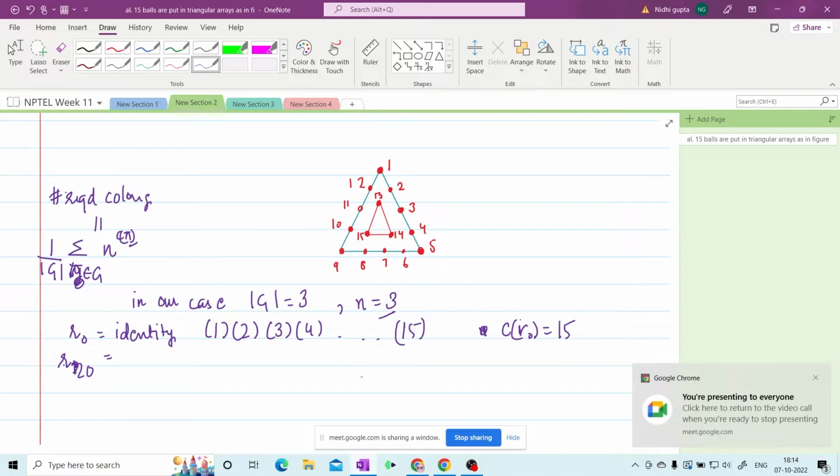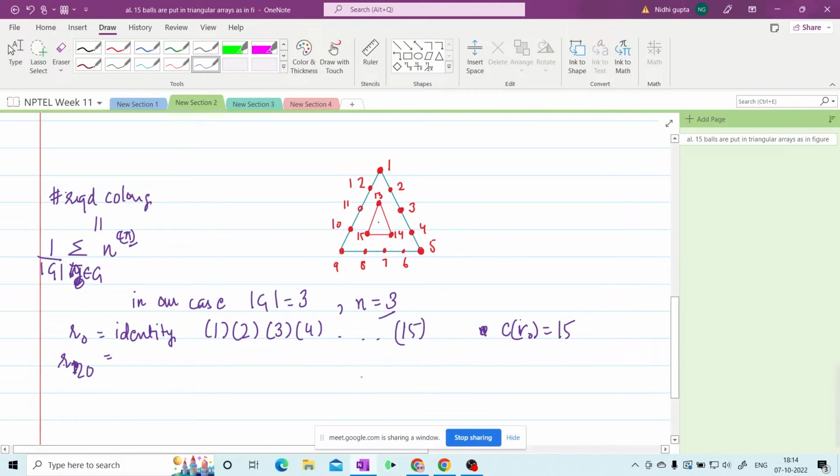So we are rotating by 120 degrees. We see that if we rotate by 120 degrees, 1 will go to 5. So we are rotating this figure by 120 degrees, and we'll see that 1 will go to 5, 5 will go to 9, and 9 will go to 1.